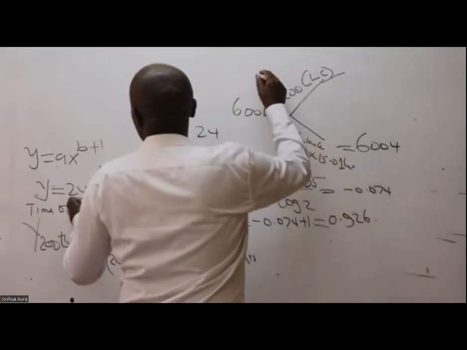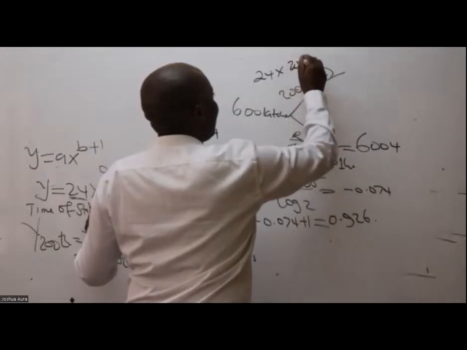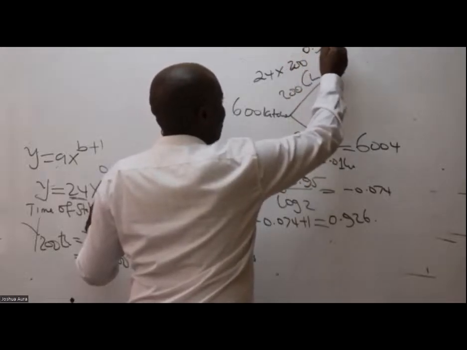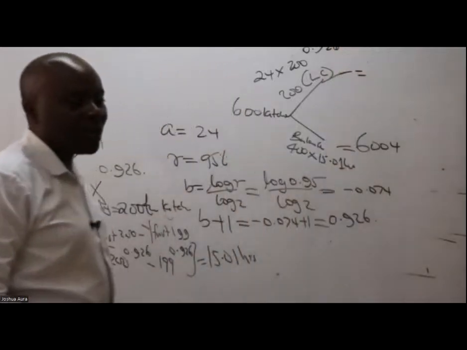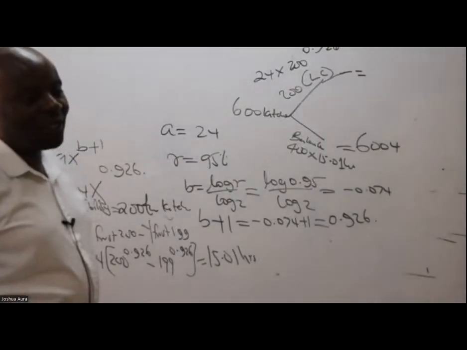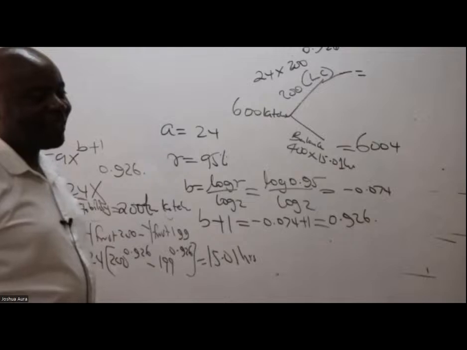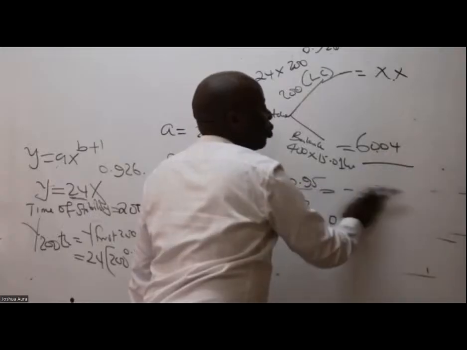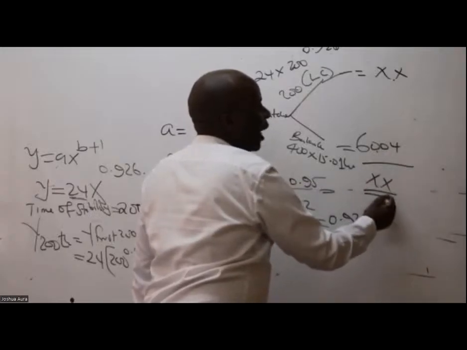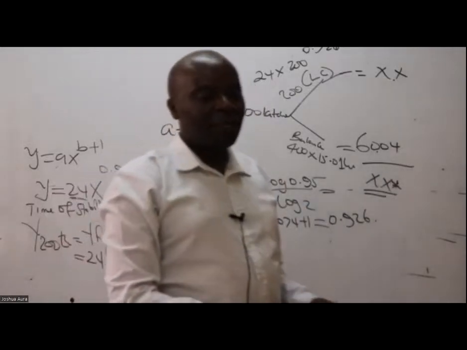How about these two? Here use the learning curve. Learning curve is 24 times x, where x is 200. 200 raised to 0.926. What will it come to? Quickly, we are late. 24 times 200. Whatever you get here, you will add here to get the total time. Now once you've gotten total time, of course this will be the number of hours, times the rate per hour.